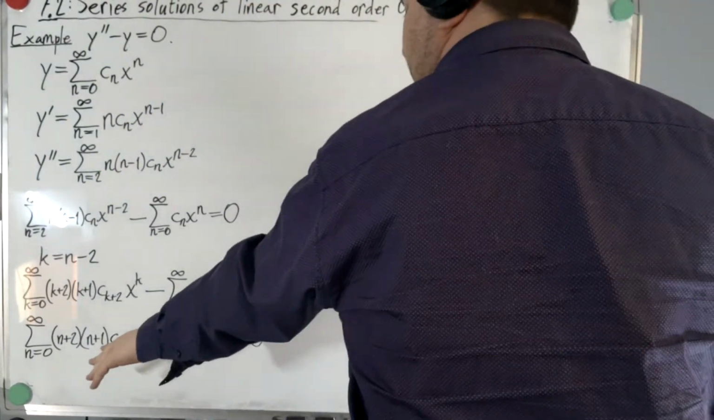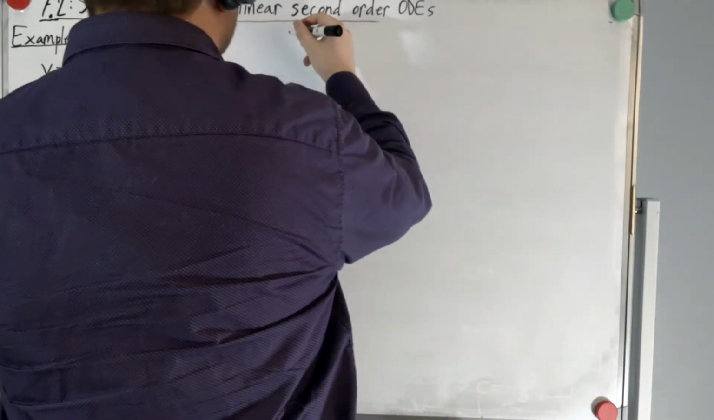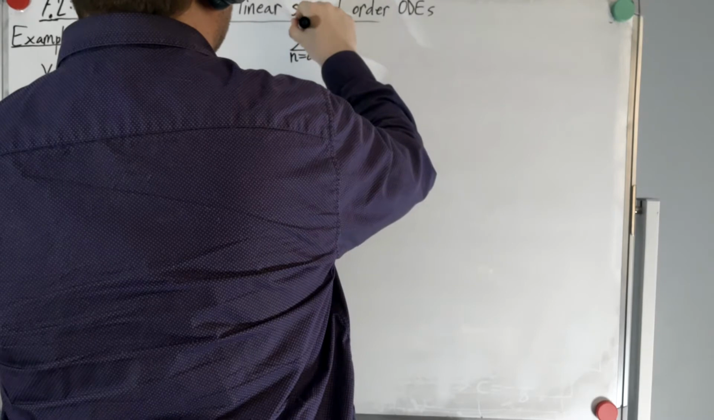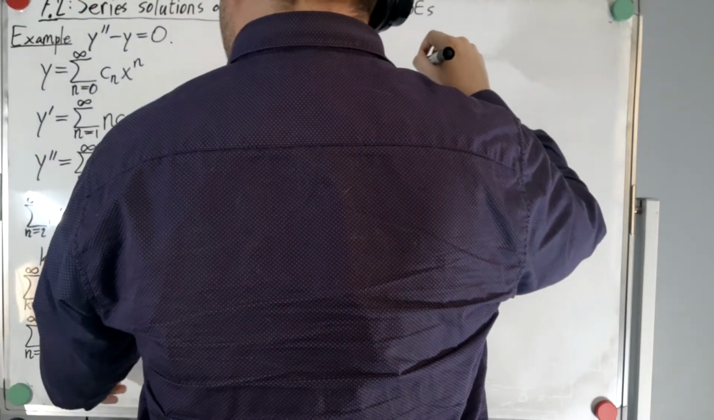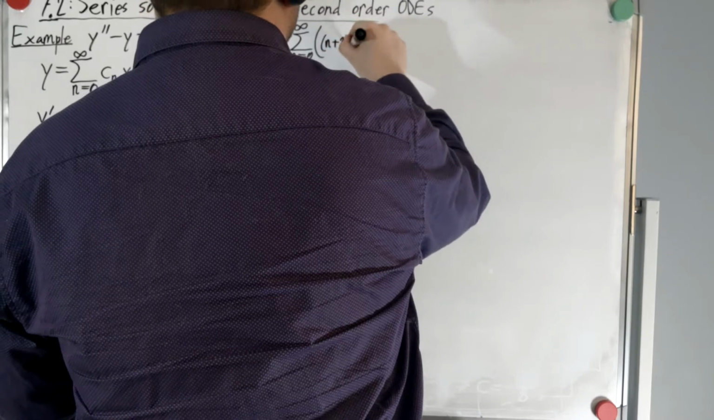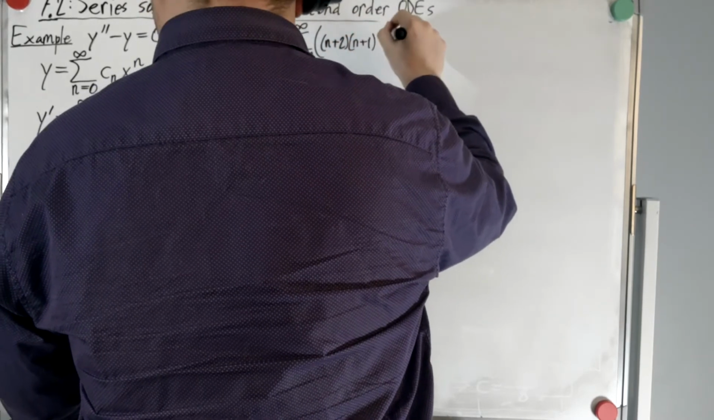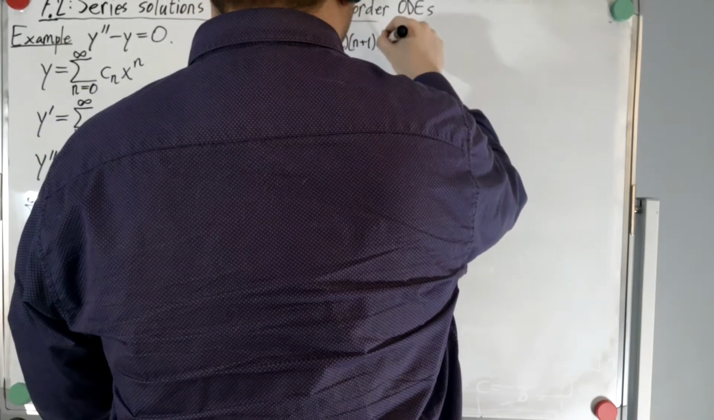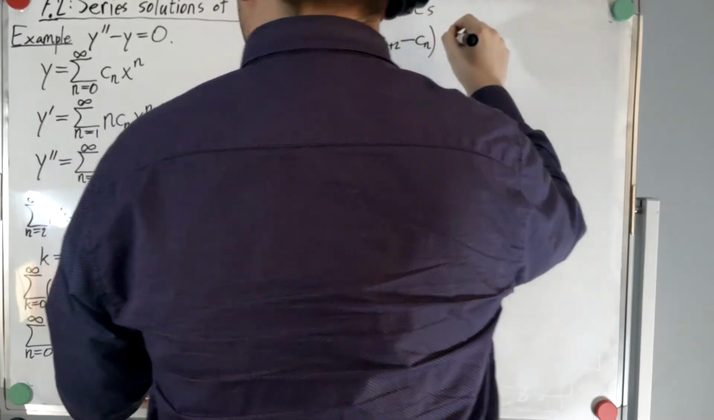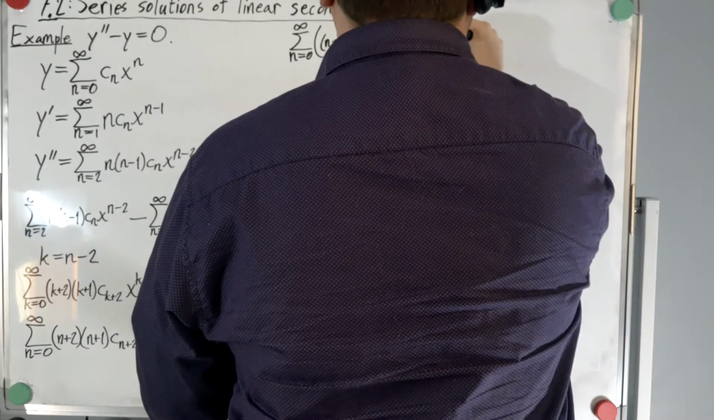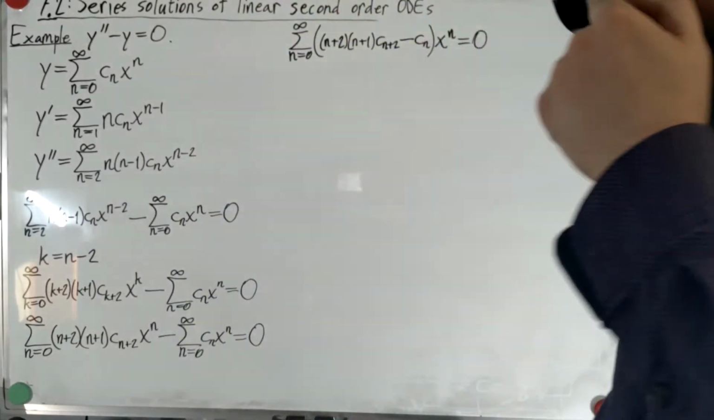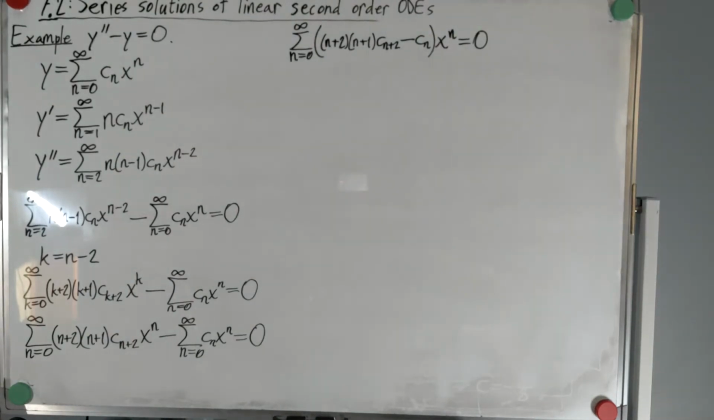So we combine the like terms here. What we get is the sum from n equals 0 to infinity of (n plus 2)(n plus 1) c_(n+2) minus c_n, times x to the n, equals 0.